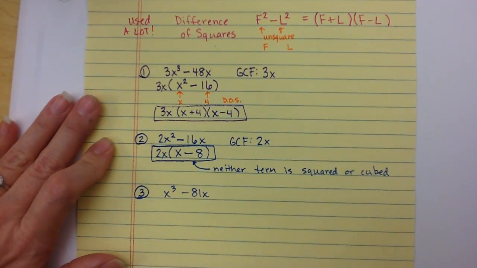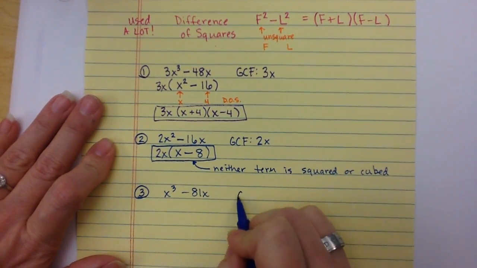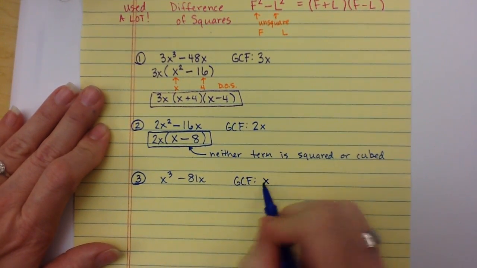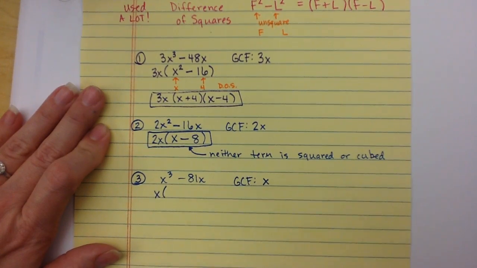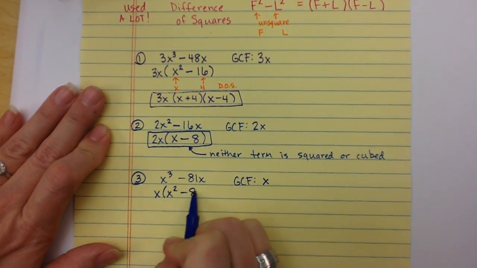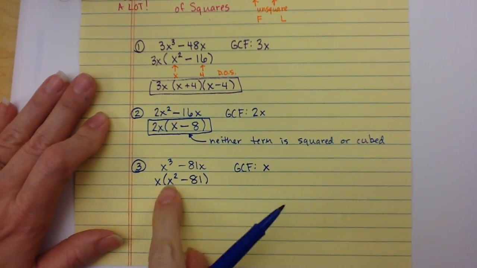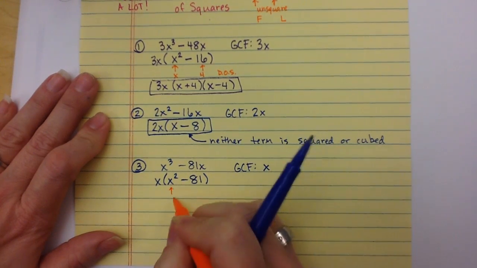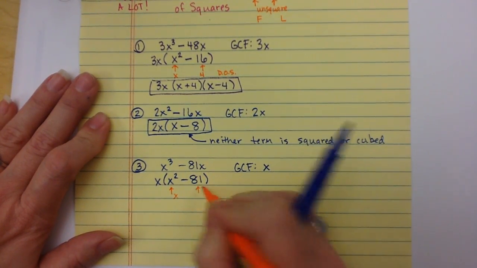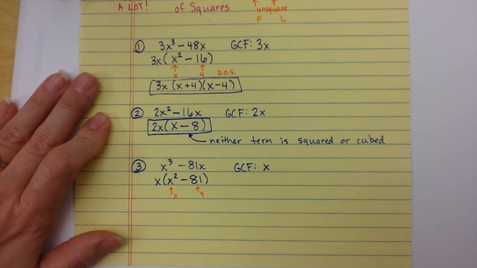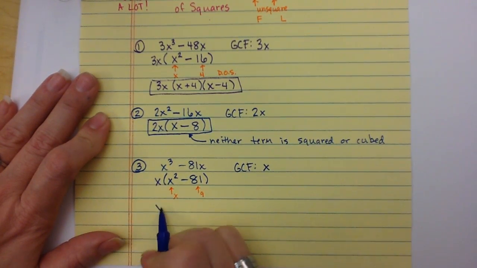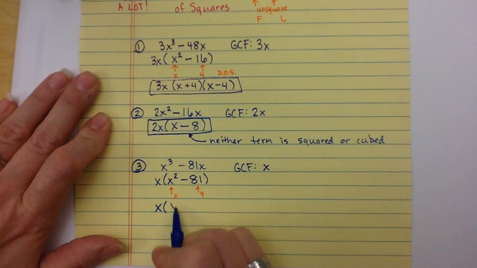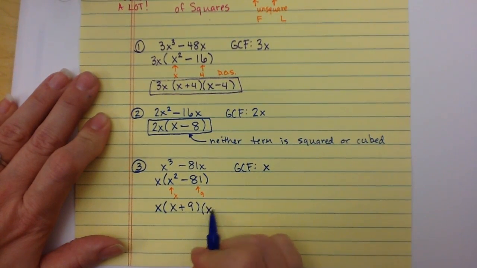This will be our last one. So again, we want to look for a GCF. Both of those terms can divide out x, so we'll have x times x squared minus 81. Those are both square terms, so we ask ourselves, what times itself gives me x squared? That's x. What times itself gives me 81, which is 9. Remember to keep your GCF out front, so we'll have x times F plus L times F minus L. So x plus 9 times x minus 9.